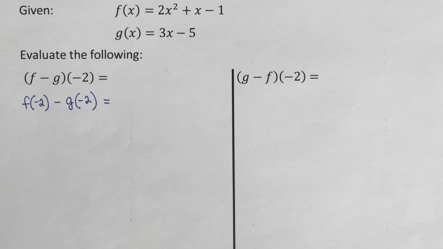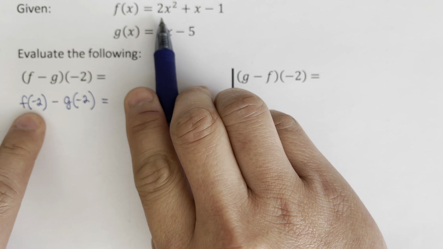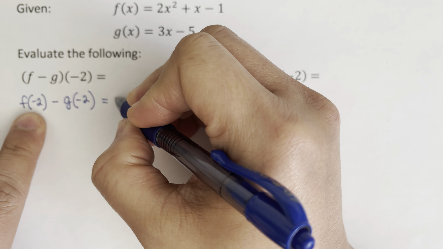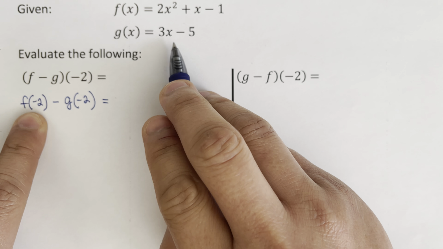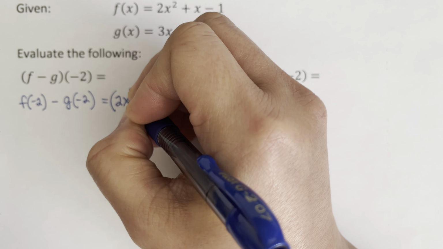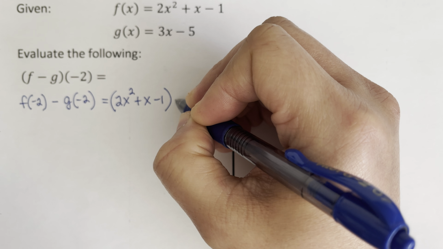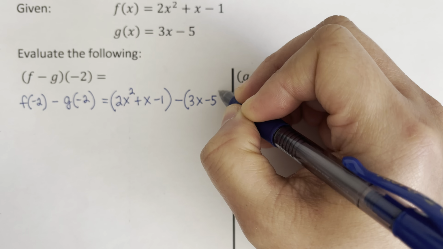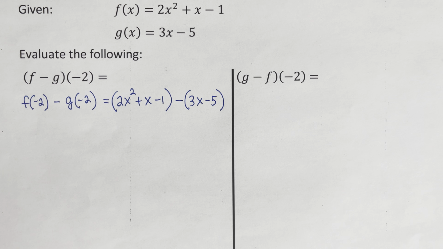Okay, so then we plug in the f of x. So the f of x is going to be 2x squared plus x minus 1, and then the g of x is 3x minus 5. So I'm just going to write that over here. Okay, now we are going to plug this negative 2 into each of the x's here.